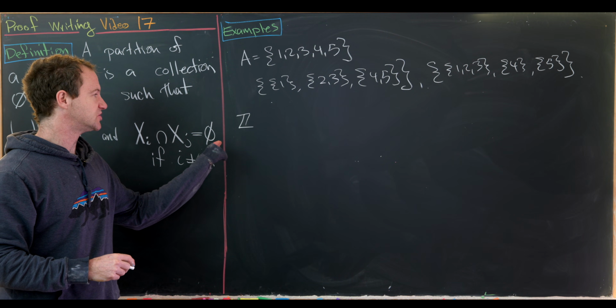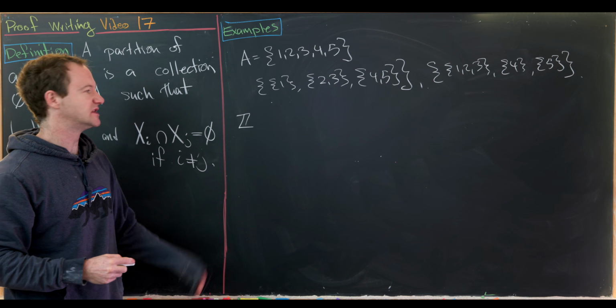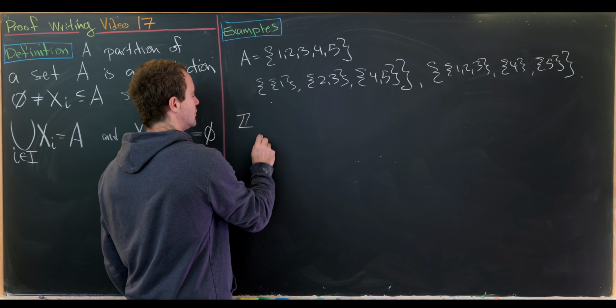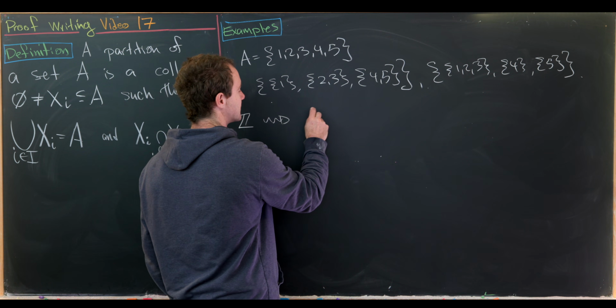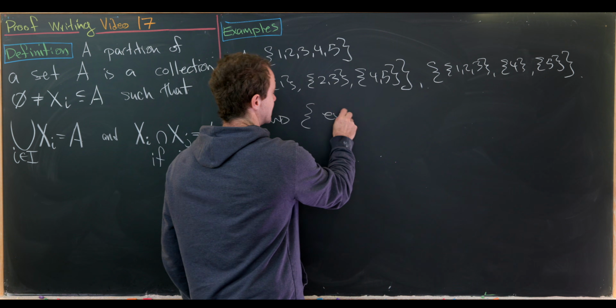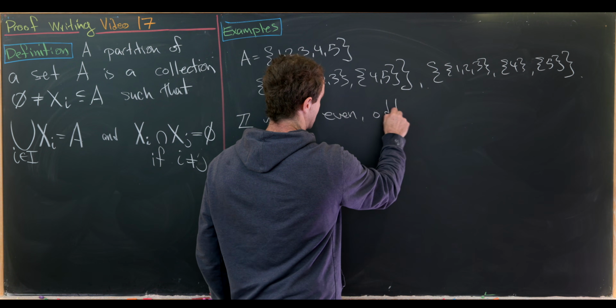Then we could take the integers Z and we could partition them a number of different ways. We could partition them into even numbers and odd numbers. So there's the set of all evens and the set of all odd numbers.